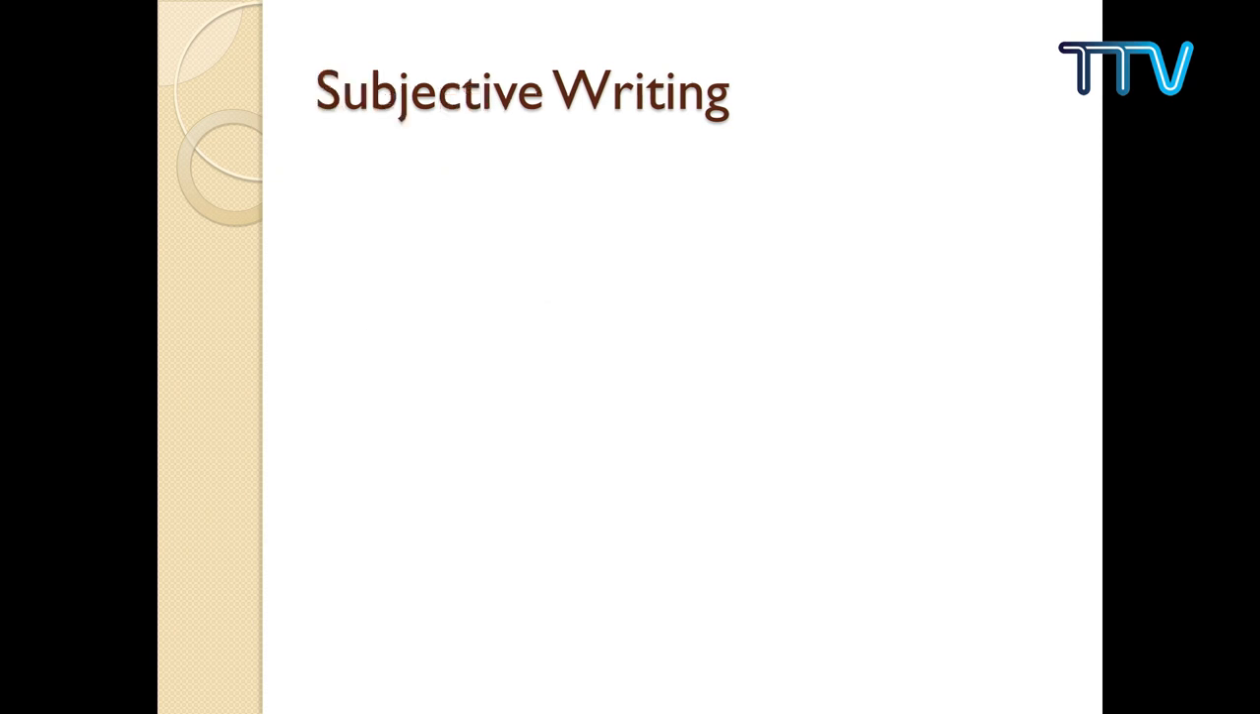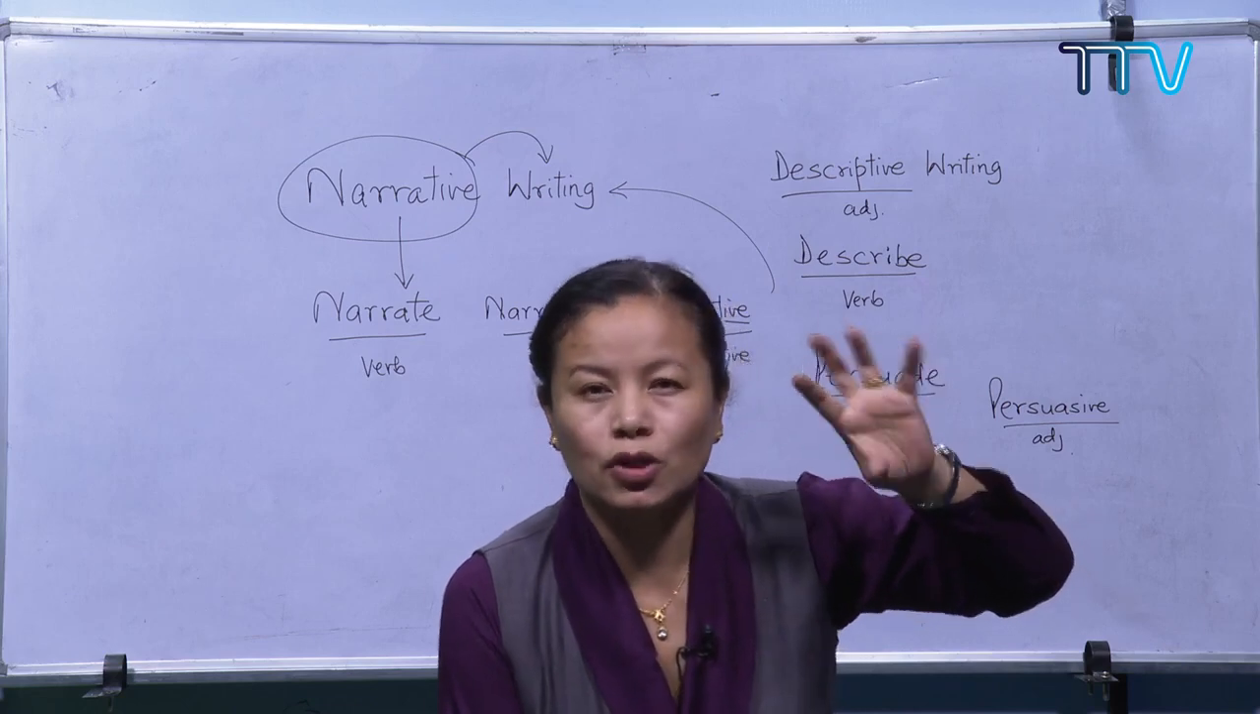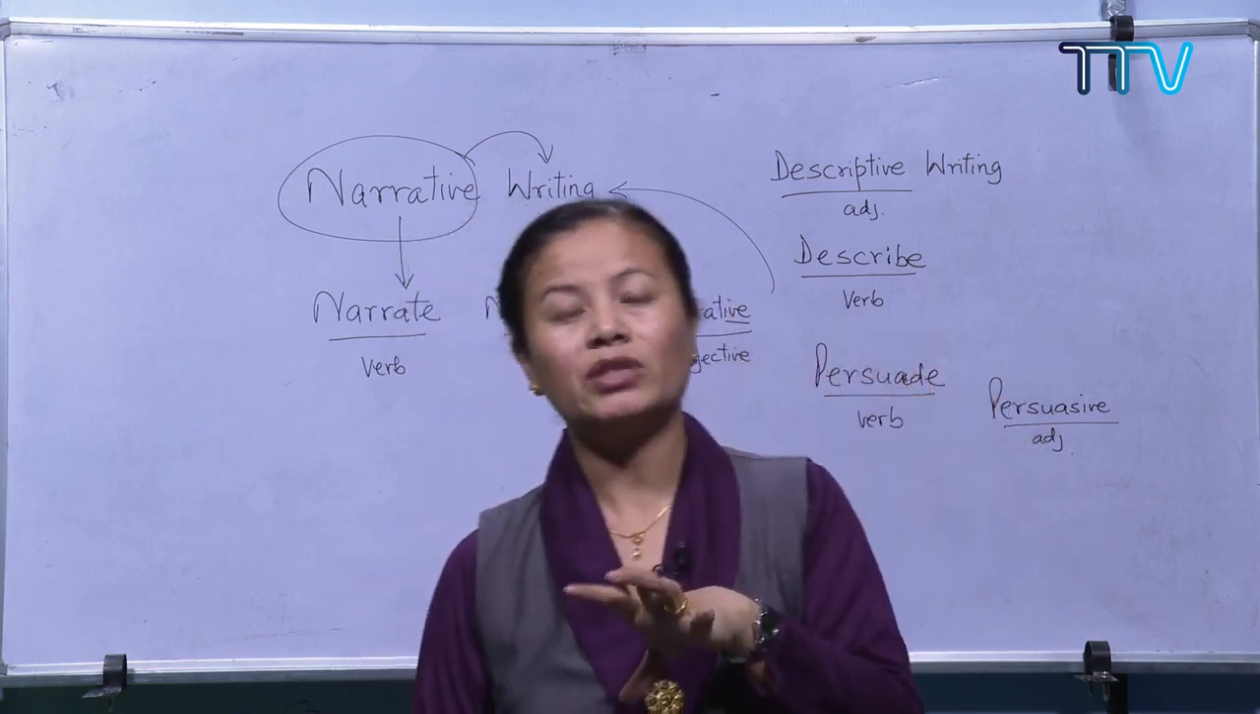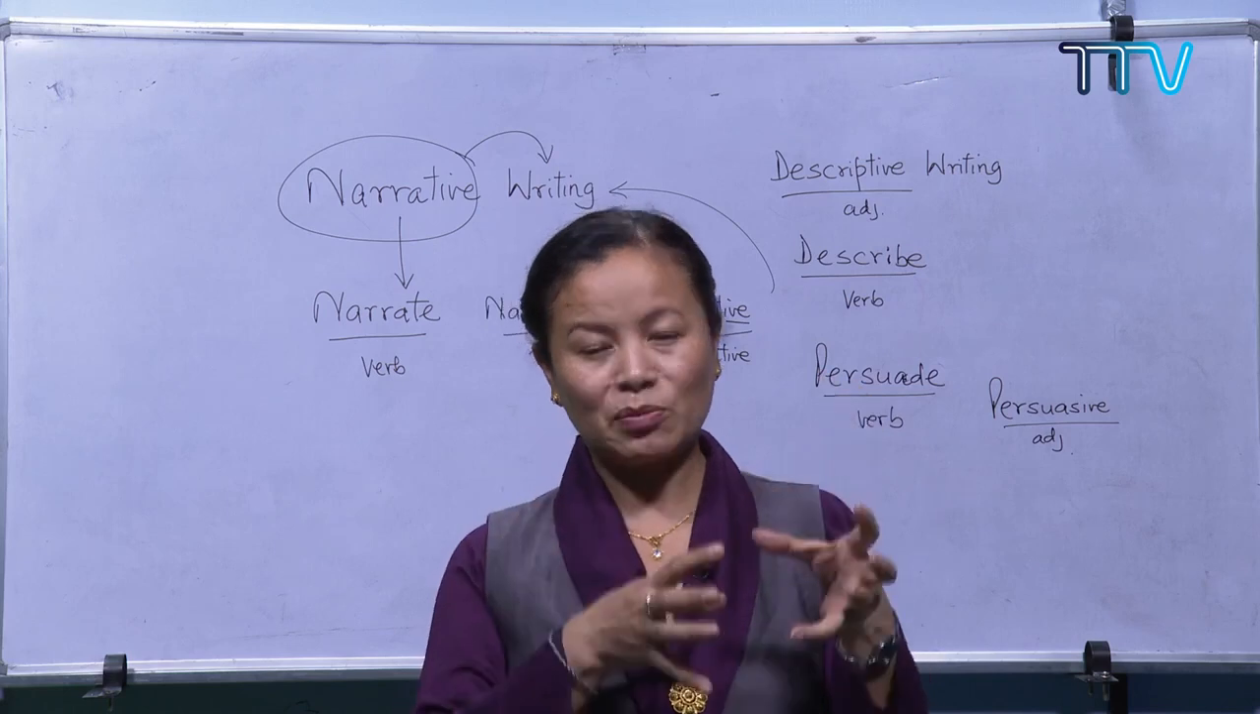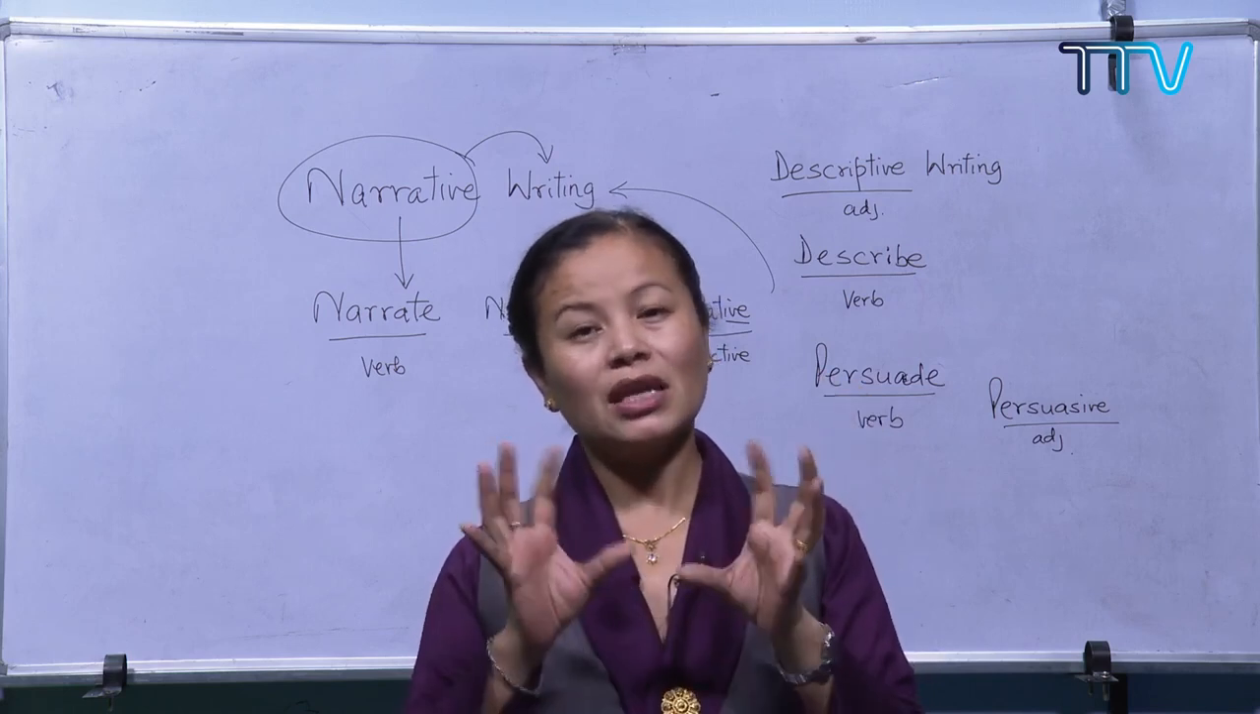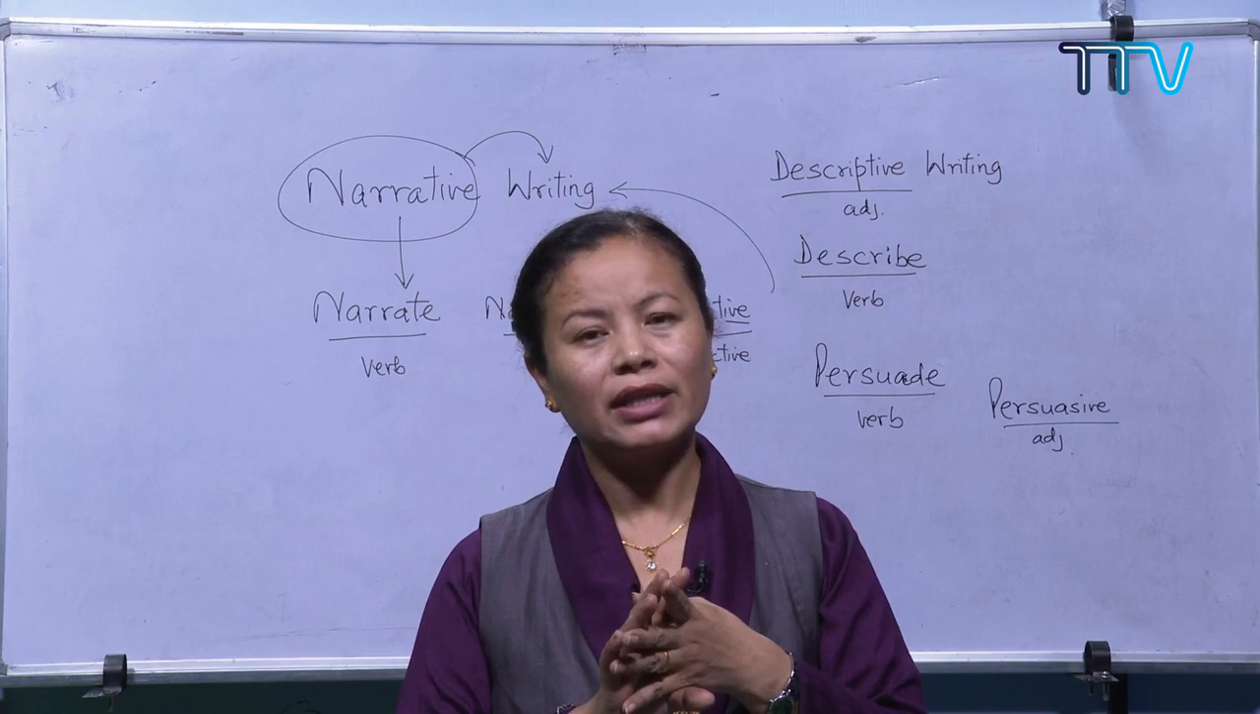Next is subjective writing. Again, you need to break this word down: subjective, subject. So, you know about subject. If you look at a sentence, you are aware of subject and object, isn't it? So, just think of the subject here. Now, you can easily find out that this is something more towards the subject rather than the object. So, the focus is more towards the subject and not the object. So, this type of writing is subjective writing.